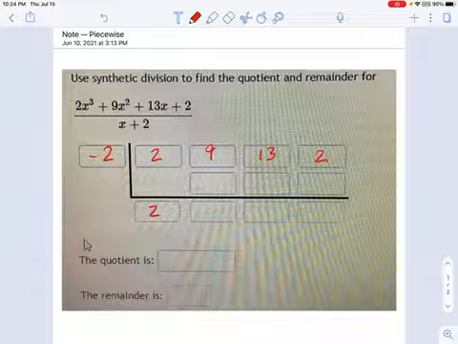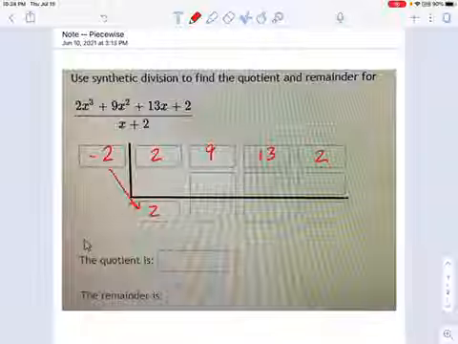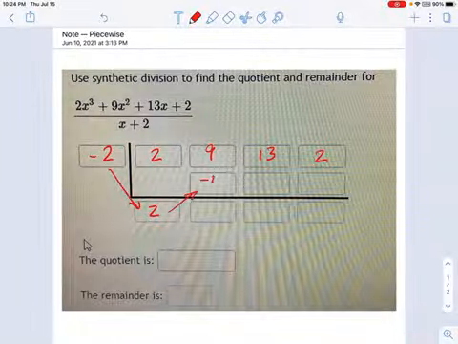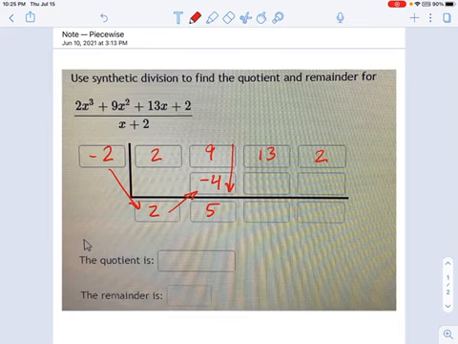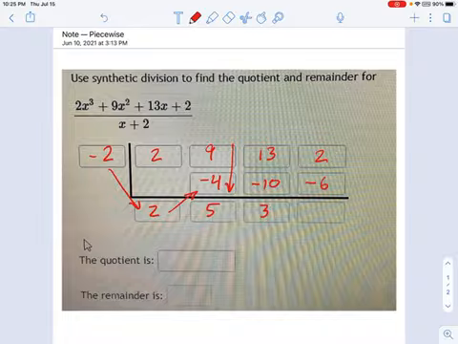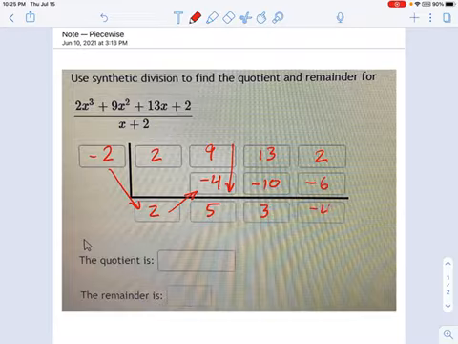I bring the 2 down, I multiply it by -2, and that makes -4. Then I add down, and that gives me 5. And you repeat that pattern over and over again. So 5 times -2, -10. 13 plus -10 is 3, times -2, -6. And add them up, you get -4.